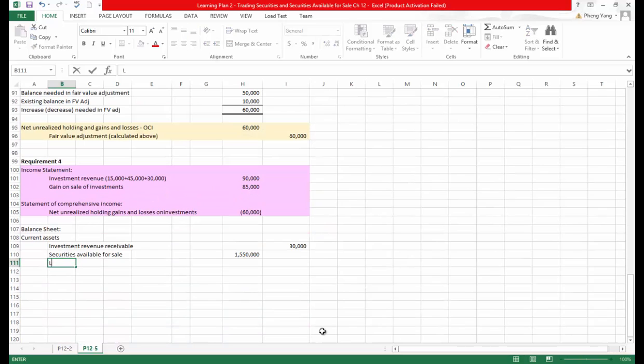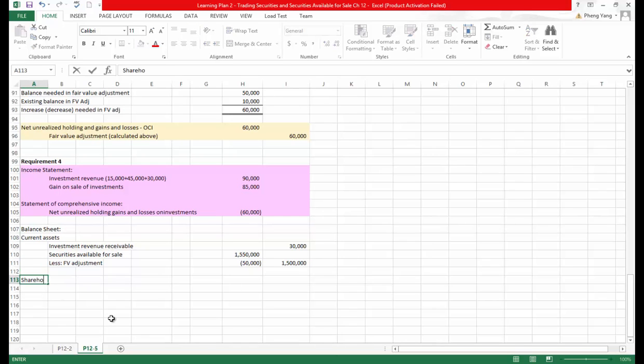And we're going to then subtract the fair value adjustment of that 50,000. Oops, not 50. Okay. So that's going to equal then 1.5 million after subtracting the fair value adjustment.